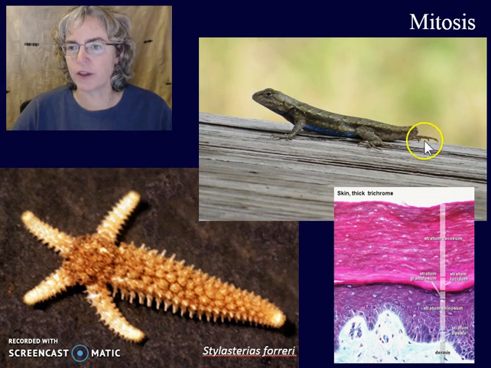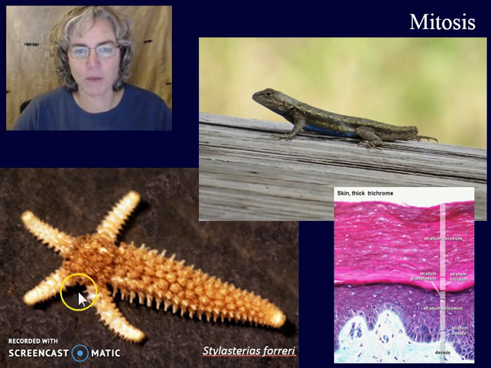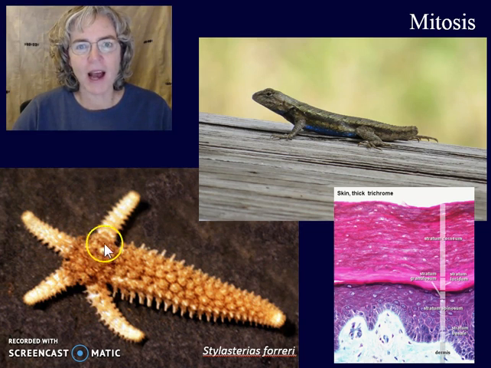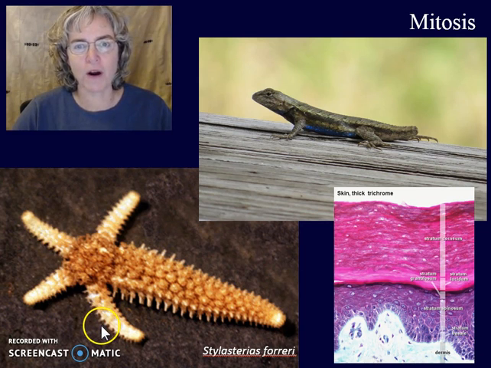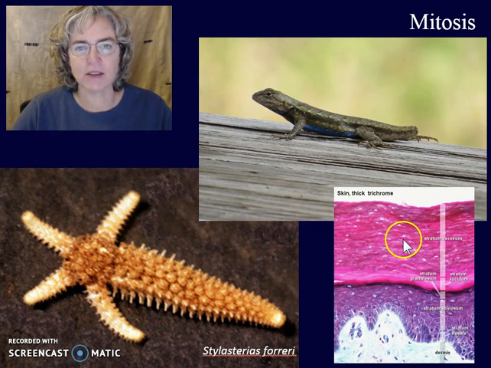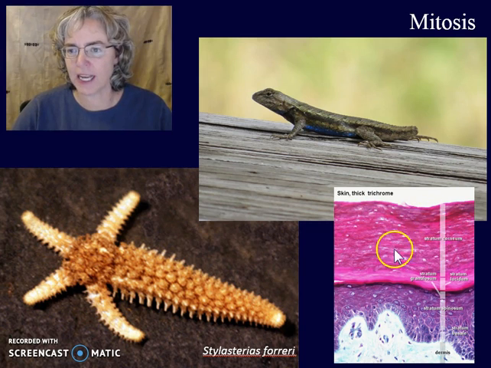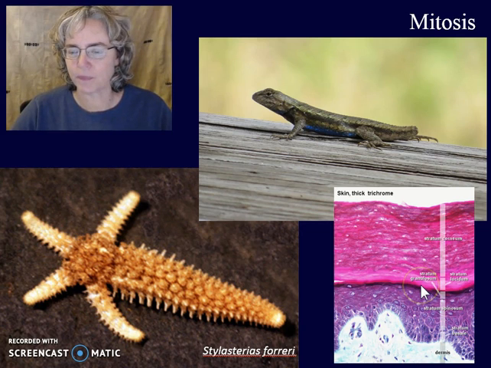How does this lizard regrow its tail that it's lost? Cell division with mitosis. How does this sea star that looks like it's lost most of its body, how does it from one arm regrow these other four arms? Mitosis, cell division with mitosis. How do we replace all the skin cells that get sloughed off, the dead skin cells? They're replaced by these cells down here going through mitosis.